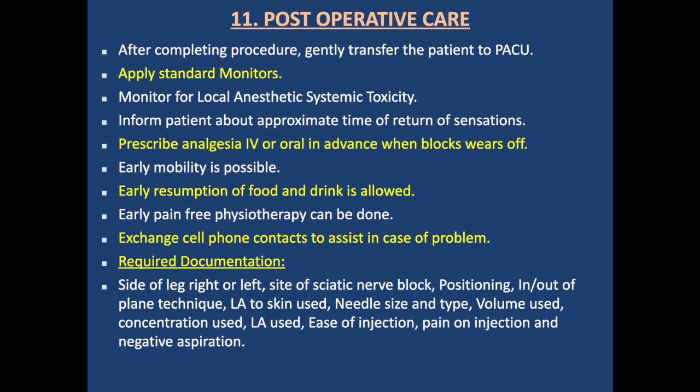Required documentation: we document the side of the leg, right or left lower limb, and we document the site of the nerve block, which nerve block we are doing. We also document the positioning of the patient. We also document in-plane or out-of-plane technique, needle size and type, local anesthetic name, volume and concentration used. We also document ease of injection, pain on injection, and negative aspiration.